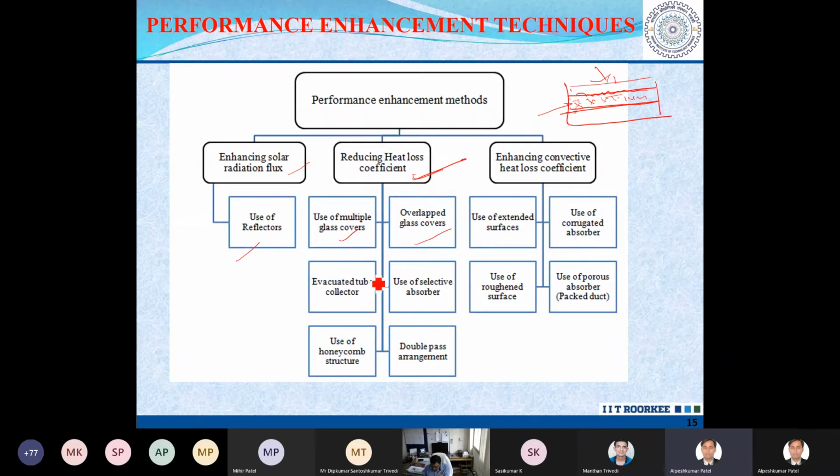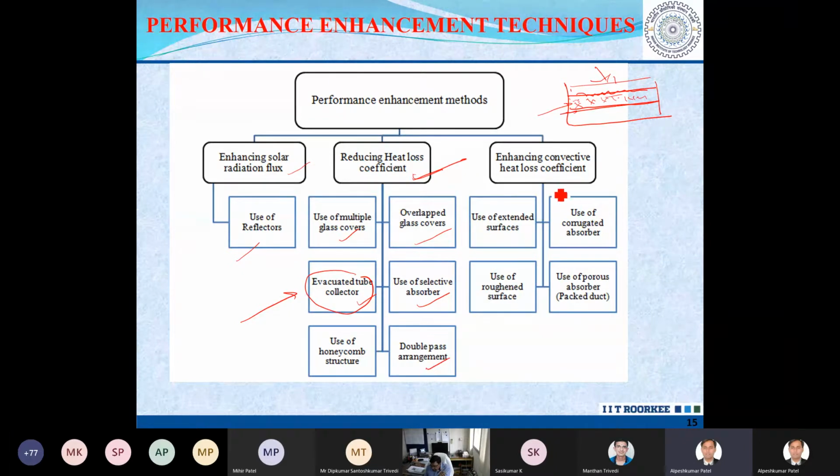Overlap glass cover. This is another arrangement of putting the transparent cover, the glass cover. Evacuated tube collector, of course, that we have already developed for the liquid heater, but we have the scope to develop the air heater also. Use of selective absorber, that is a material case. Use of honeycomb structure, that is, as I told you, the porous type. And the double glass arrangement is also there.